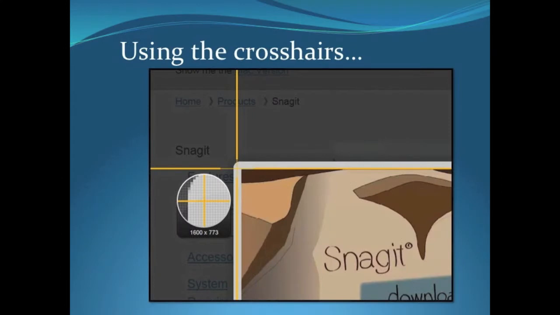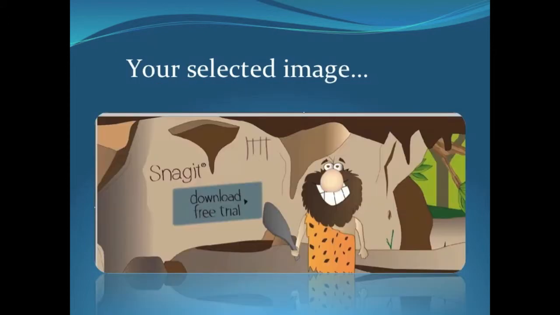Snagit will take you to the document or web page you selected on your desktop. In this instance, we've selected an image from the Snagit website. To set the crosshairs, left-click and hold the mouse button down at the location where you want the capture to begin. Then, drag while holding your mouse to the end location. Upon releasing the mouse, the image you selected within the crosshairs will open in the Snagit editor.